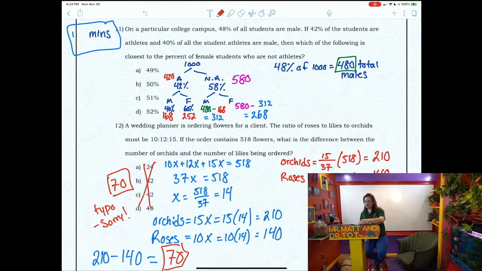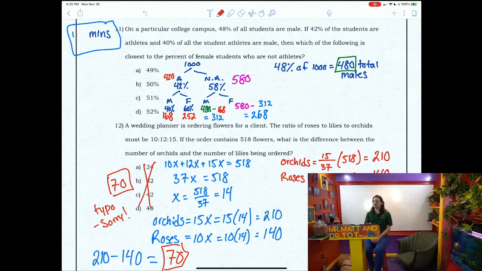Okay, so looking at number 11, if we assume a total student population of 1,000 and they say that 42% of the students are athletes, that means that there's 42% of 1,000 or 420 athletes. That means that 58% of the population are not athletes, meaning that there's 580 non-athletic students. Of the 420 athletes, they say that 40% are male. So 40% of 420 is 168.